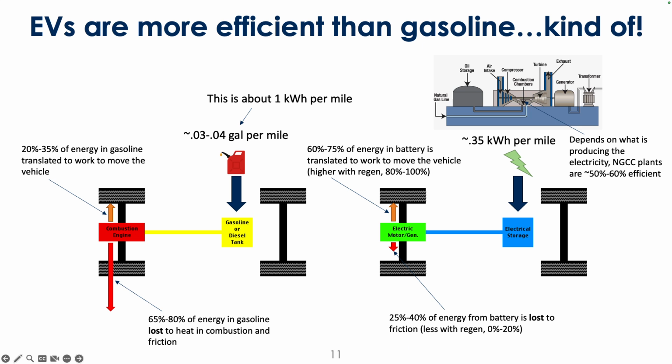You also have some minor losses in transmitting the electricity through your transmission and distribution system. That might be anywhere between 3 to 5%. You may have some efficiency losses in converting between AC and DC. We've talked about that. But altogether, it's still going to be more efficient than a gas car.